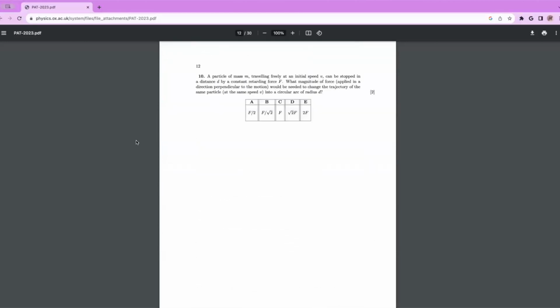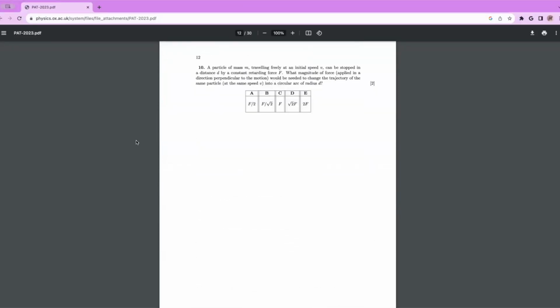Okie dokie, next problem. A particle of mass m traveling freely at an initial speed v can be stopped in a distance d by a constant retarding force F. What magnitude of force applied in a direction perpendicular to the motion would be needed to change the trajectory of the same particle at the same speed v into a circular arc of radius d?